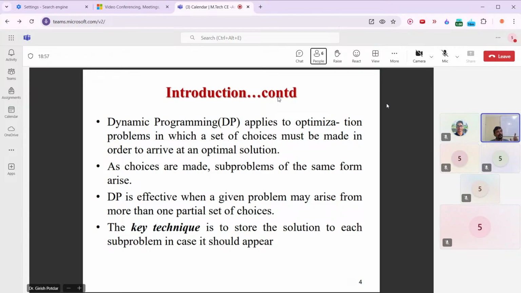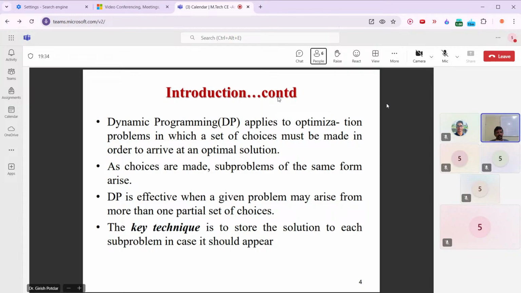You want to find the shortest path between A to J. If your path changes, your objective changes, then they are not of the same nature as the original problem. Therefore, you cannot apply dynamic programming, just like divide and conquer. So in a nutshell, the sub-problem should be of identical nature to the parent problem or original problem. And dynamic programming is effective when a given problem may arise from more than one partial set of choices.